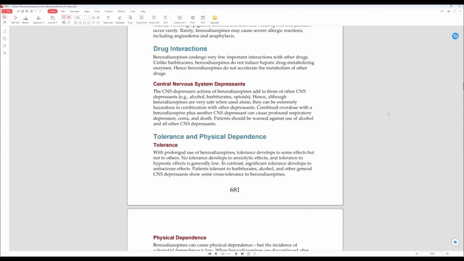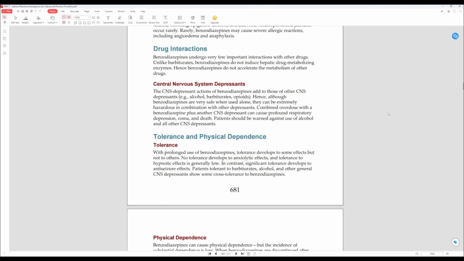So, benzodiazepines and other drug interactions. Benzodiazepines undergo very few important interactions with other drugs. Unlike barbiturates, benzodiazepines do not induce hepatic drug metabolizing enzymes. Therefore, benzodiazepines do not accelerate the metabolism of other drugs.